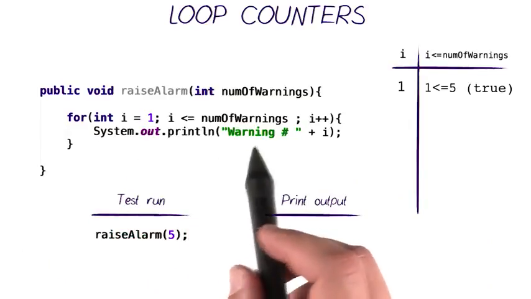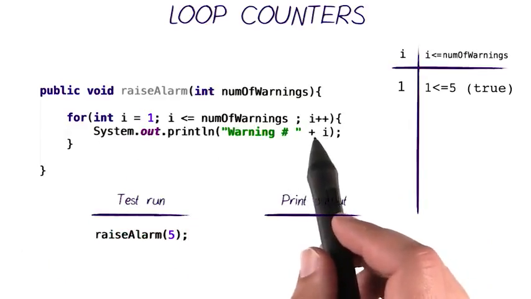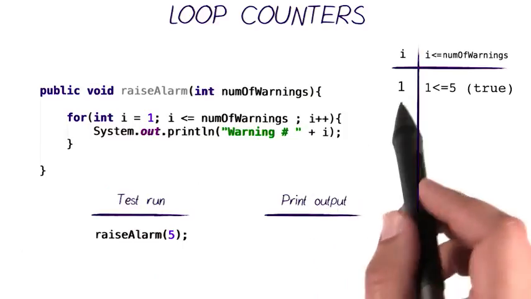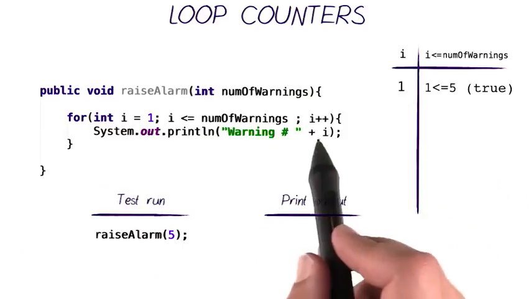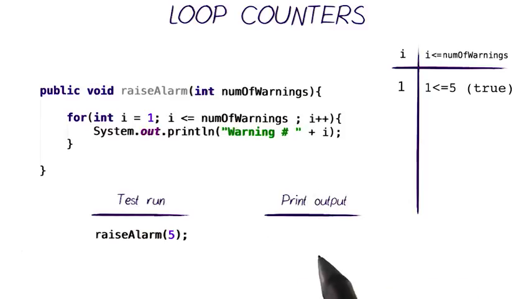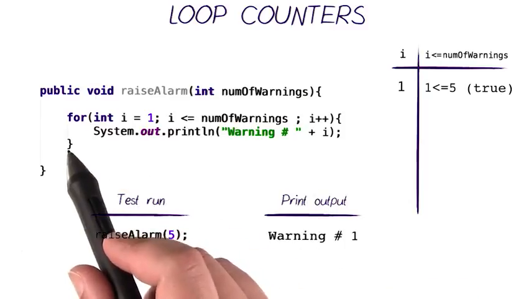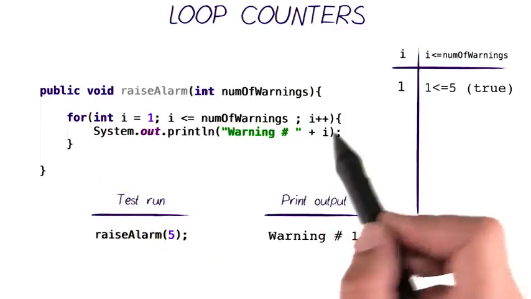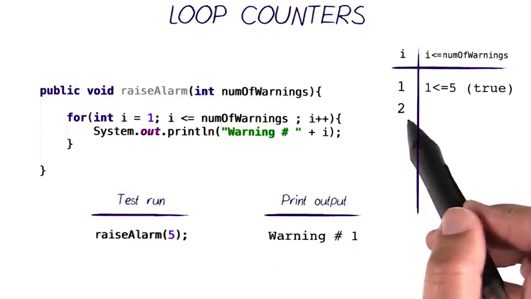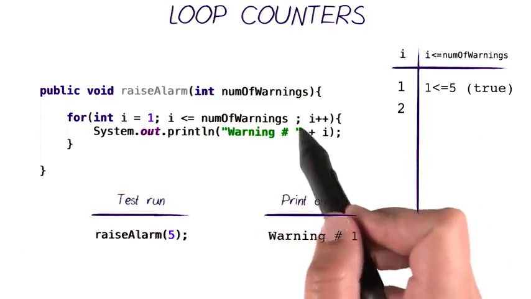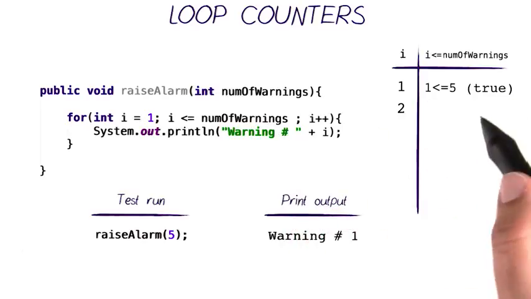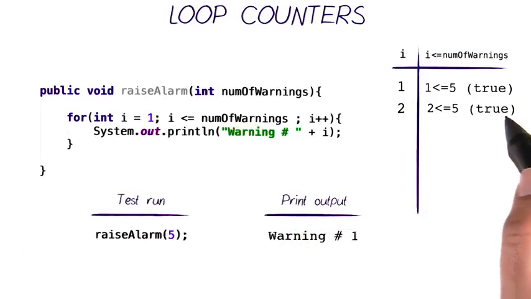First thing we're doing is we're printing out warning number concatenated with I. In that case, I is equal to 1. So this is going to print out warning number 1. We've reached the end of the loop, so what's the first thing we do? We increment I, making it 2, and then once we increment I, we go and do our check. 2 is less than or equal to 5, and that's true, so we step inside our loop.